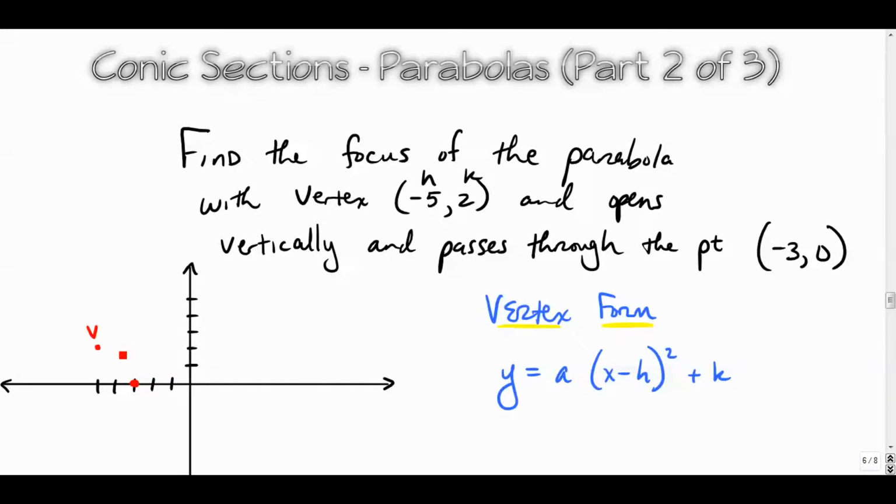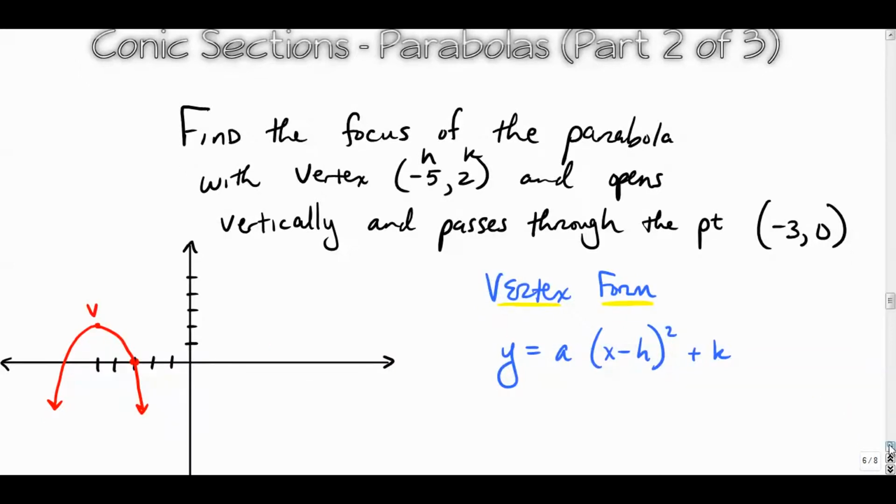So let's think about this. If the vertex is up here and it passes through down here, that means that of course it's going to open down. So let's try to connect these dots. It's going to be symmetrical, which that is not, but something like this. So there's our general sketch of this thing.